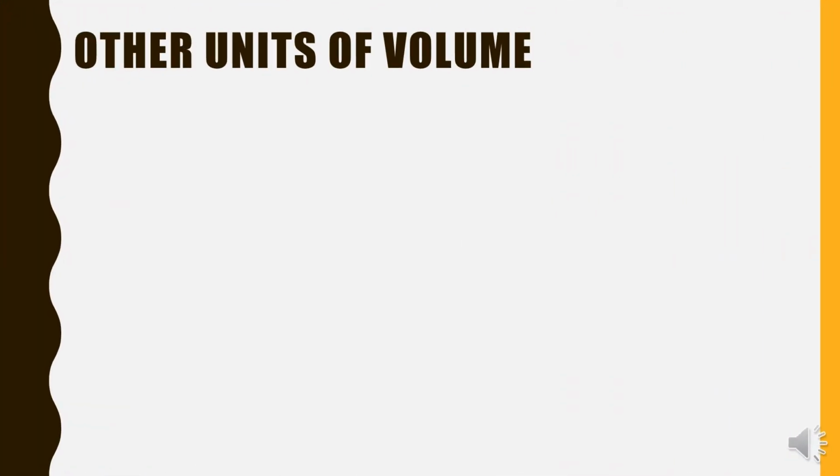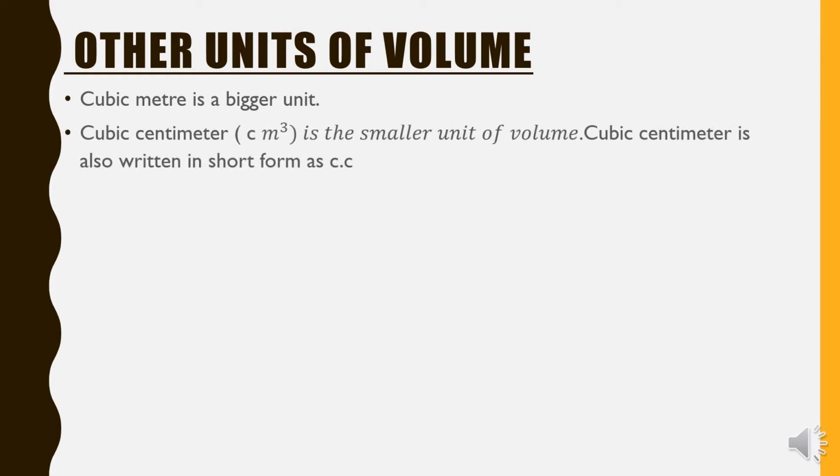Now children, we are going to start with other units of volume. One unit we already know, that is cubic meter. That cubic meter is the bigger unit of volume. Other units are cubic centimeters. Cubic centimeter is the smaller unit of volume. If we need to measure the volume of small things, then we use the unit cubic centimeter, and we can represent this with cc, small c, small c.